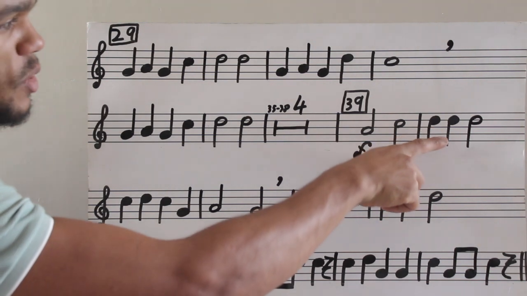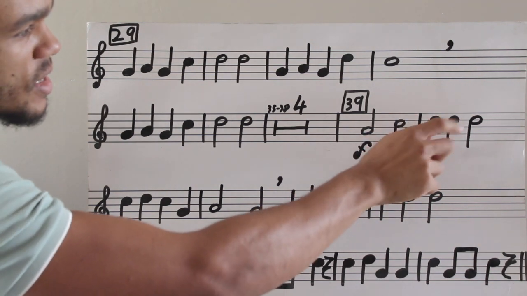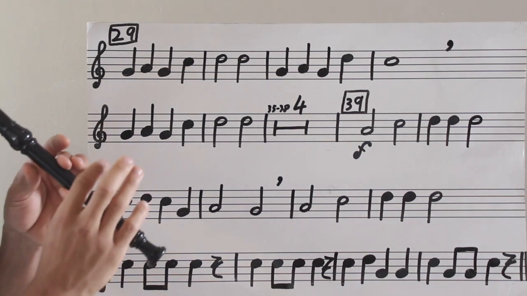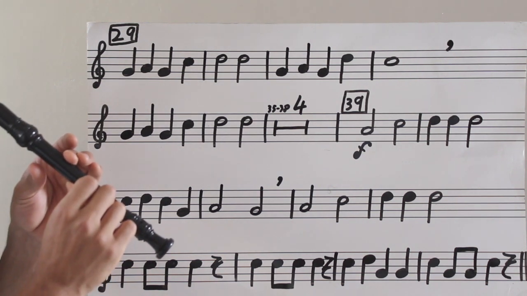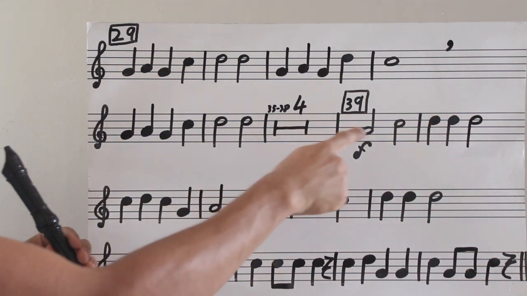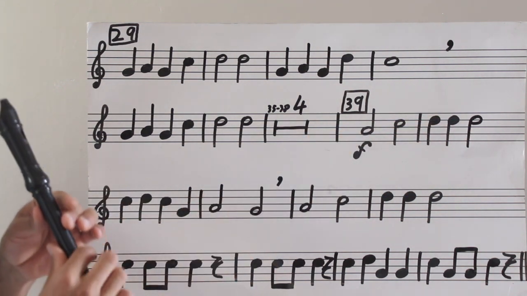Then we take it up to bar number 40, 2 Ds, and then hold that 3rd D for 2 beats. 3, go. Now put bar 39 and bar 40 together. Slightly loud on that first A. 3, go.